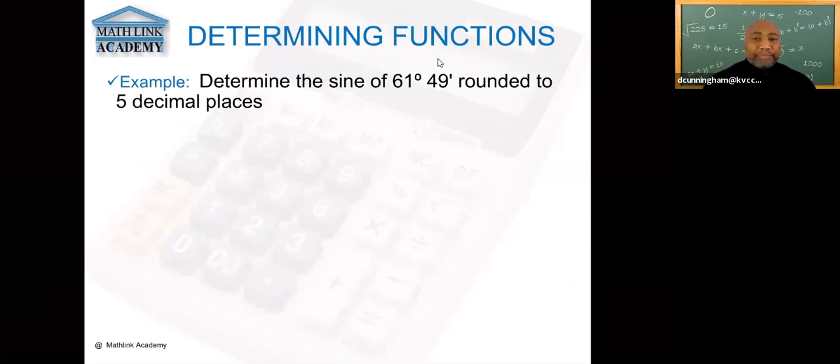Now, I'm going to give you one that's a little bit challenging, but it's good to do. So in this case, we want to find the sine of 61 degrees and 41 minutes. Now, make sure your calculators are in degree mode. Some calculators will say degree, DEG, some would say radian, RAD. So make sure it's in degree mode. In your TI-83 or 84s, you may have to go into the mode function and make sure that it's in degree mode.